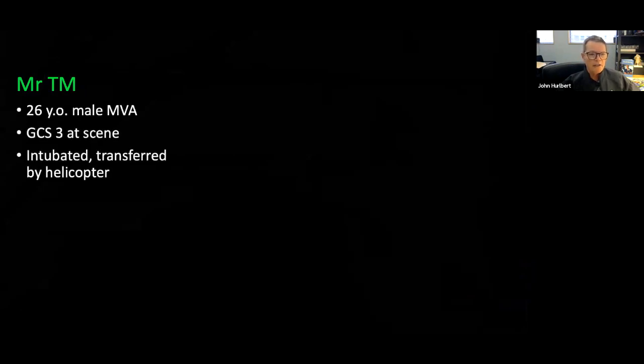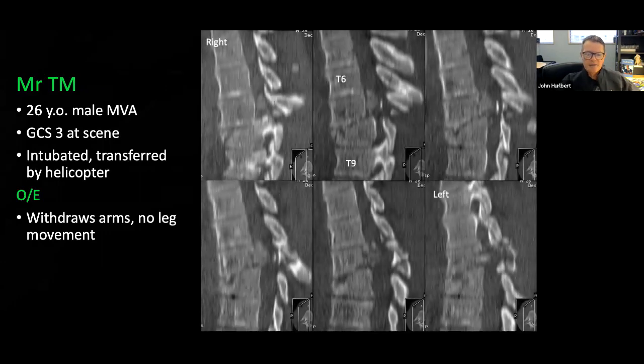I want to share with you a different case of mine just to make a point. This is a 26-year-old male in a motor vehicle accident, GCS 3 at the scene, intubated, transferred by helicopter. He withdraws his arms, no leg movement. And here's his CT scan, not his MRI. This is his CT scan.